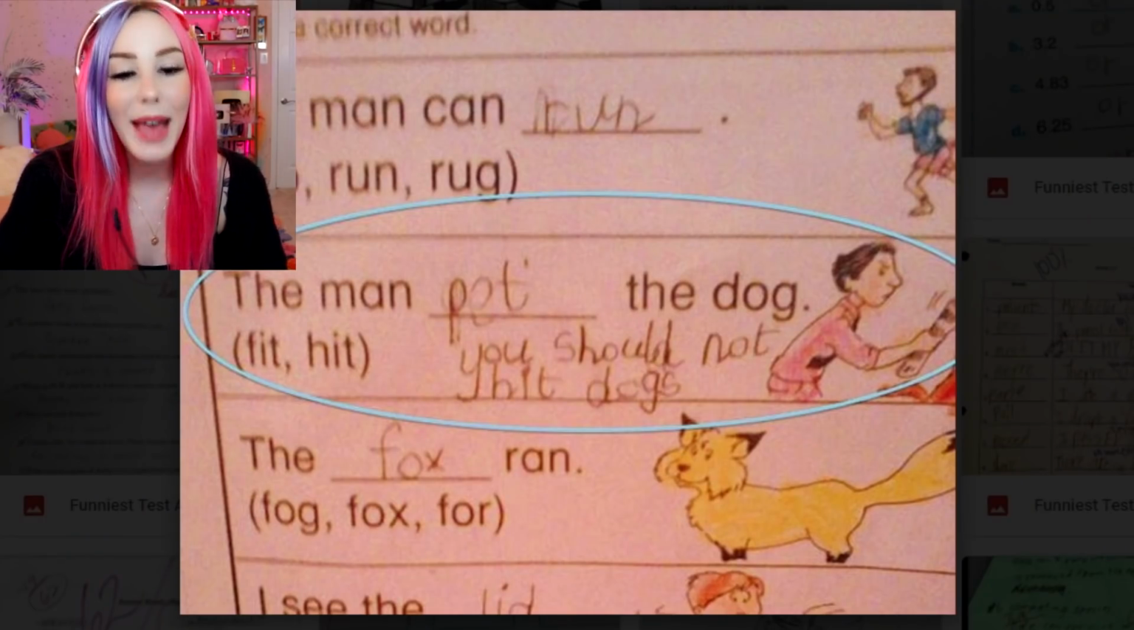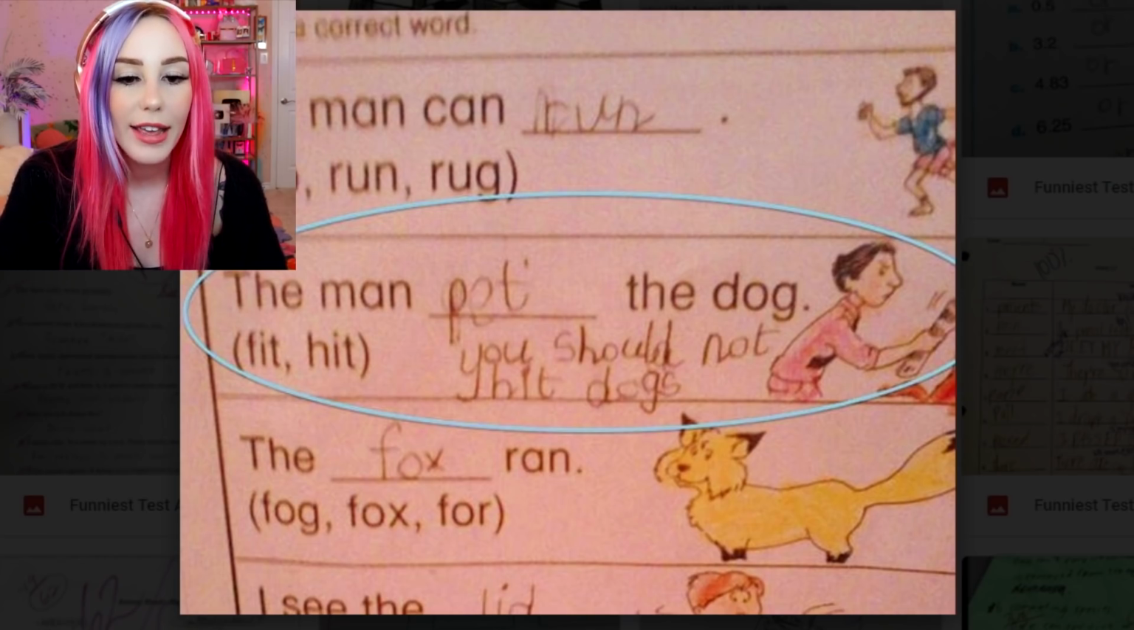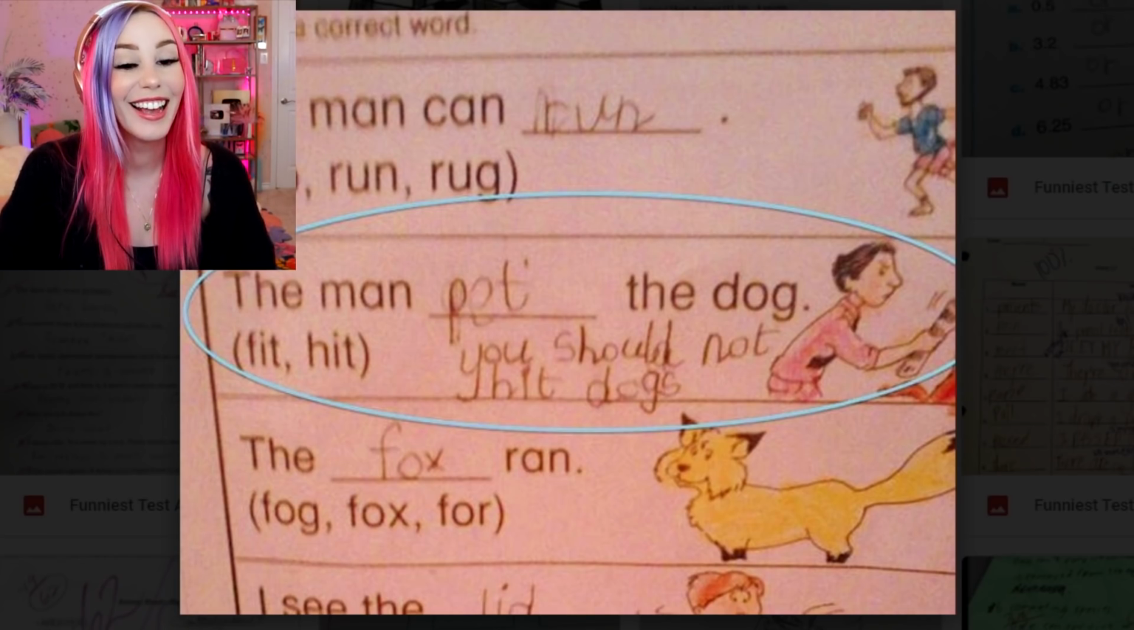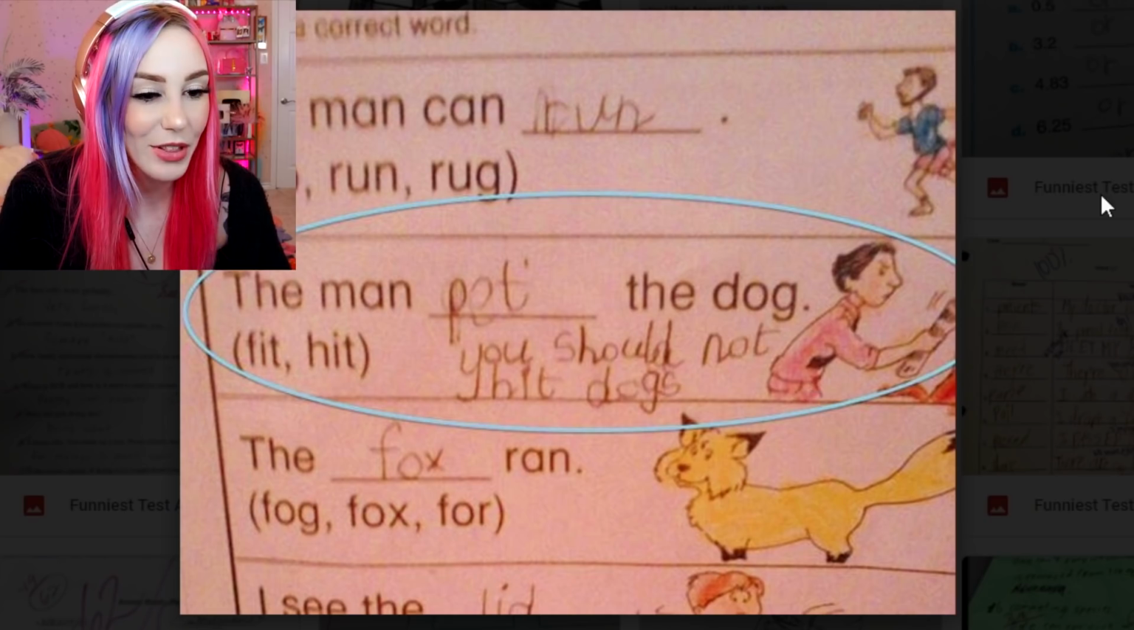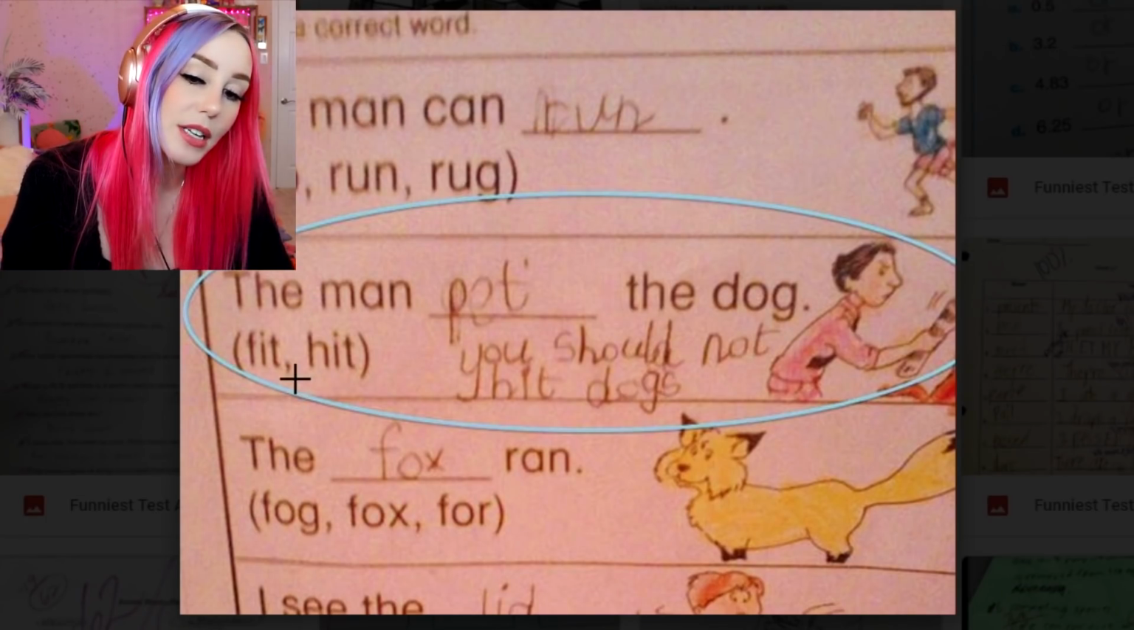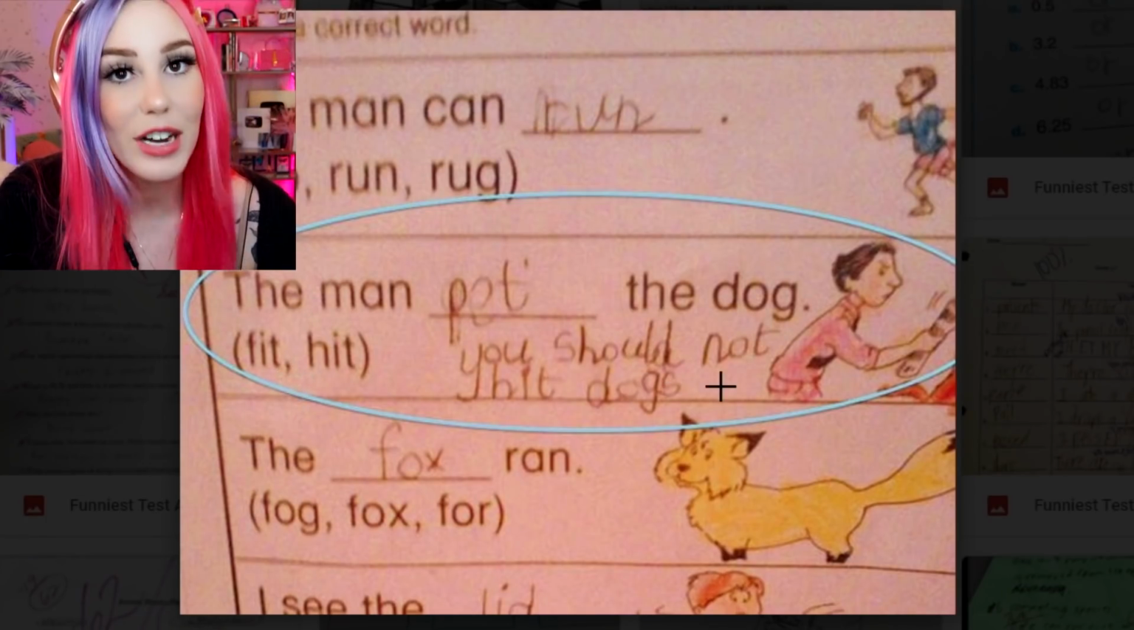The man pet the dog. You should not hit dogs. I like that. I stand for that. As you can see, we have a little graphic here of some guy swatting a puppy with a newspaper. Not good. The man pet the dog. He had the choice of hit or pet. He chose pet. Great choice.